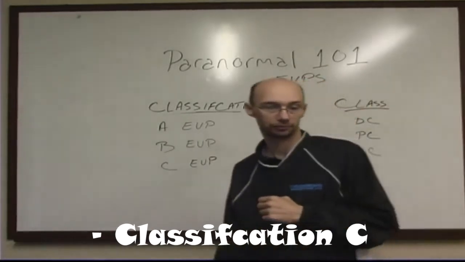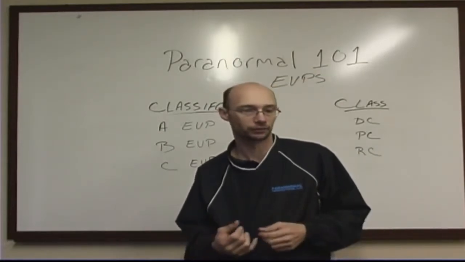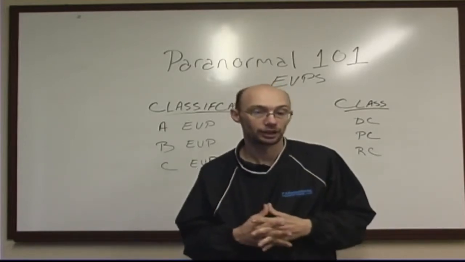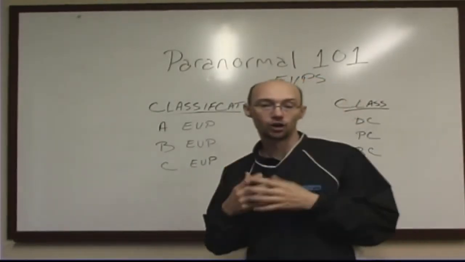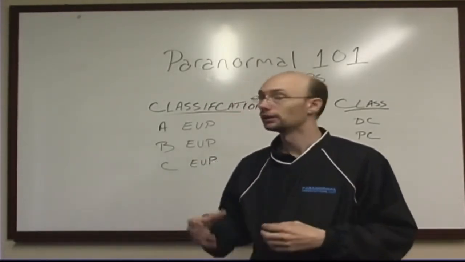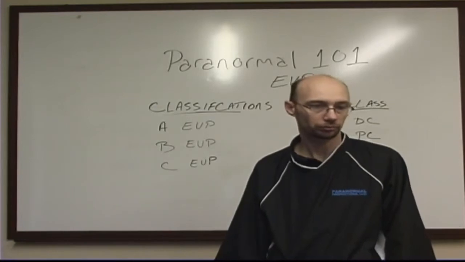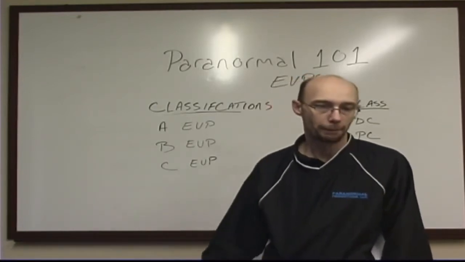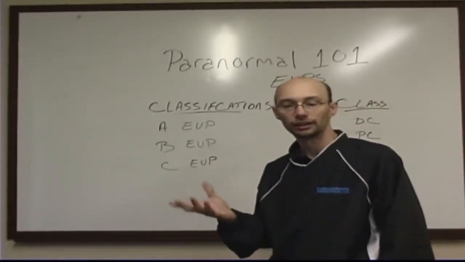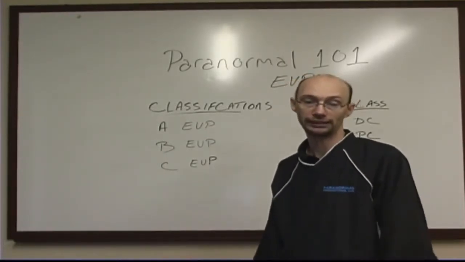Classification C. It's very faint or a whisper sound that can be barely heard with your hearing. So normally we'll need to have headphones or some type of amplified system to hear the classification C. But with classification C, you're still able to understand, with the help of headphones or amplified sound.